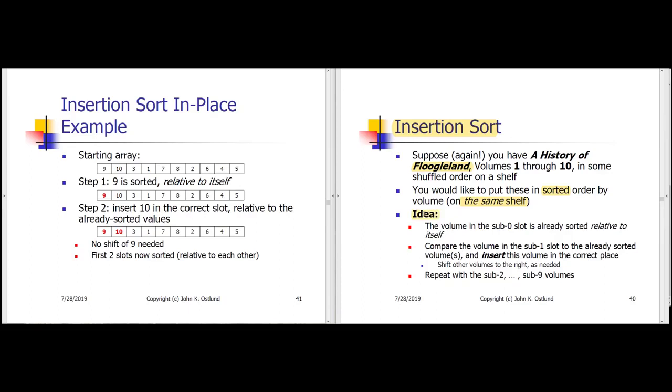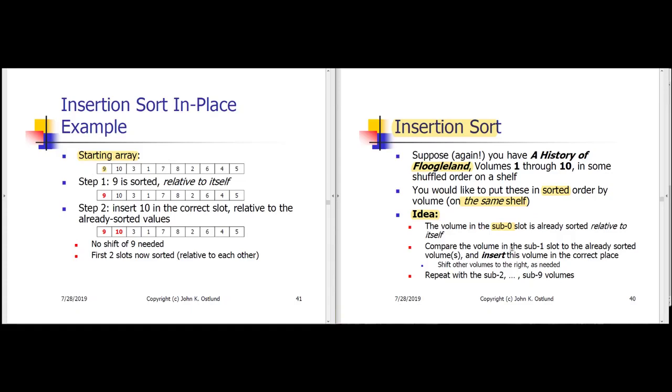Let's just look at the positions on the shelf, one position at a time. The volume that's in the first slot, the sub-0 slot, is sorted relative to itself, okay? So here's our initial unsorted order over here at the top of slide 41. And if we just look at the first position, 9 is sorted relative to itself. So far, so good. So up to the first position, 9 is already sorted.